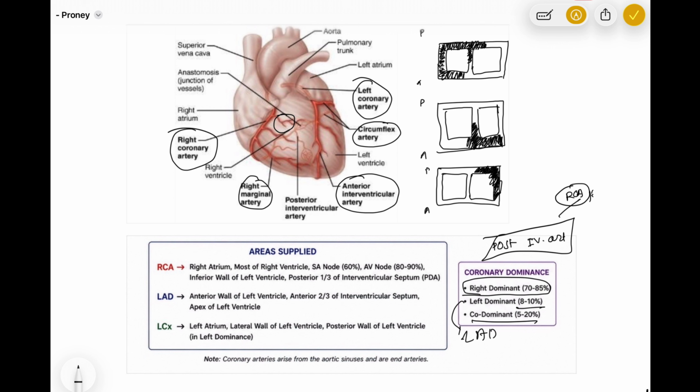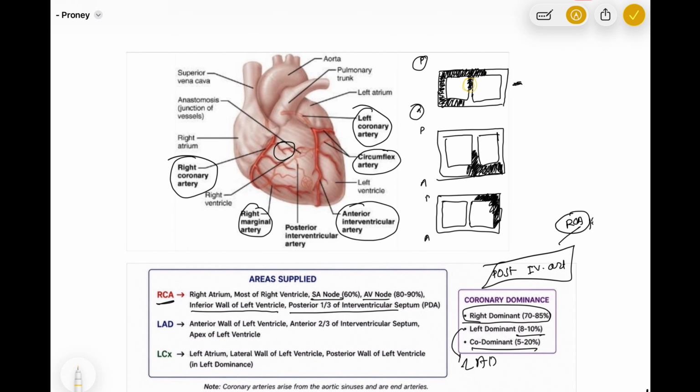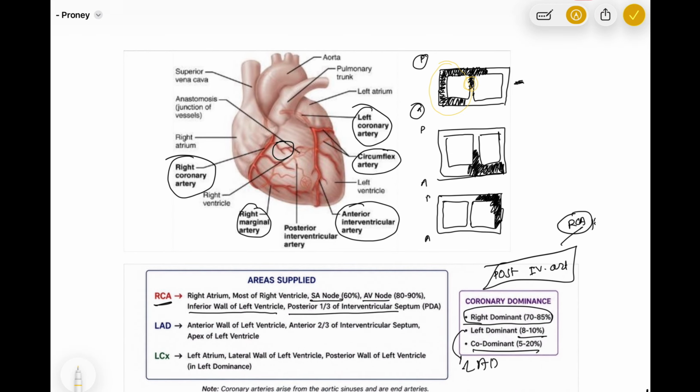Let's understand the walls. This is the cut section of the heart, and you can see this is our anterior aspect and this is the posterior aspect. The RCA will supply most of the blood to the SA node and AV node, including the inferior wall of the left ventricle and the posterior one-third of the interventricular septum, that is the posterior interventricular septum. Most of the right ventricle is supplied by this RCA. And at times, a small part of the posterior aspect of the left ventricle is also supplied by the right coronary artery. Okay, what about the LAD?